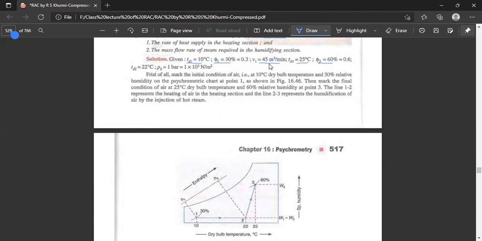Draw a vertical intersect here. Two points are available here. Now, we form lines 1-2 and 2-3. Line 1-2 represents the heating of air in the heating section, and line 2-3 represents the humidification of air by the injection of hot steam. So first we are heating the air, then we are humidifying it.